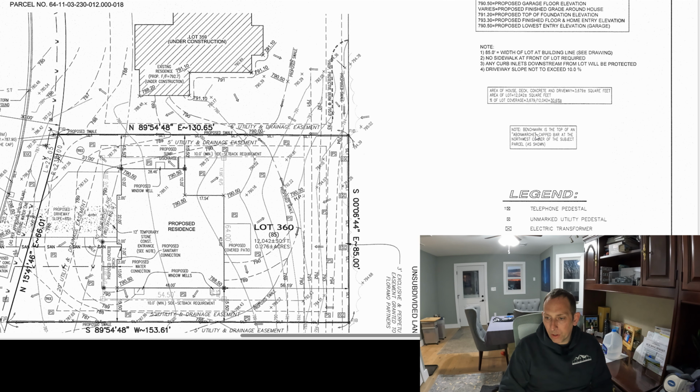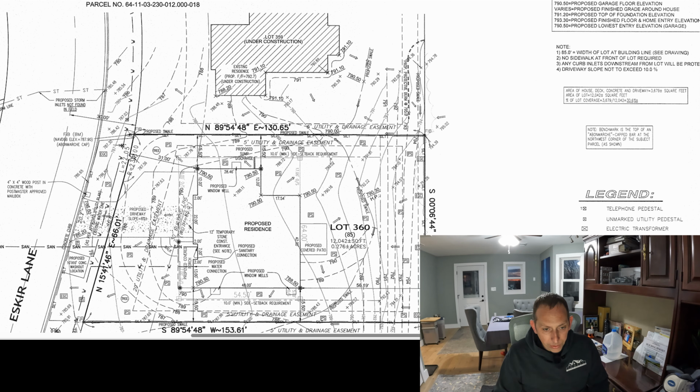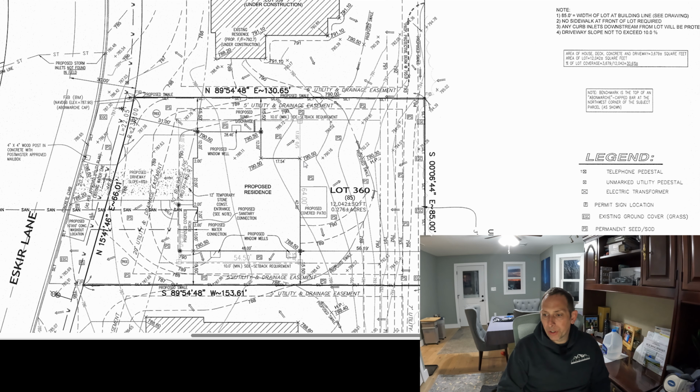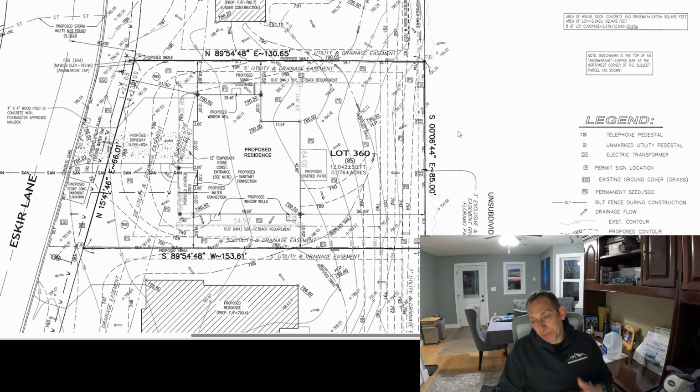And the benchmark it calls out here is the top of a capped bar at the northwest corner of the property parcel as shown. So we know that this is north and this is west. And if we come over here, okay, here it is. Here's our cap. And this is the set elevation, 787.9. That's going to be your reference point, also known as the benchmark, where you'll set everything off of. So you just set your laser based on that, and then all of your differentials and elevations are going to come off of that. So now let's jump down to the legend.